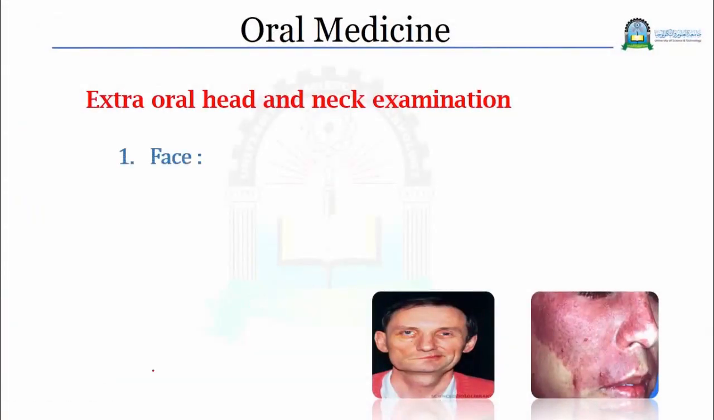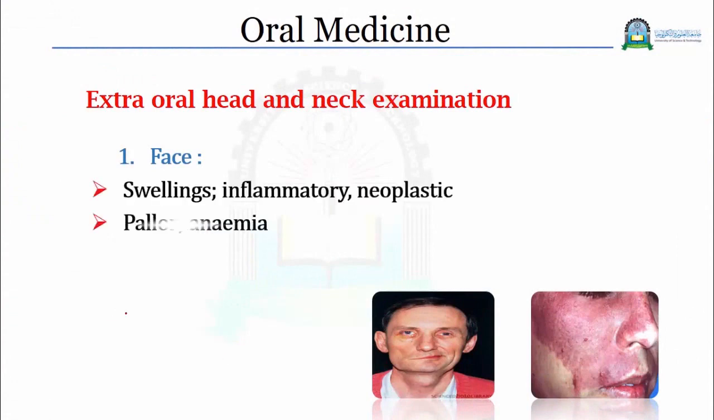Extraoral head and neck examination. After we finish the general examination of the patient, we will move to the extraoral head and neck examination, starting with the face. How does the face of the patient look? If there is any swelling, it might indicate an inflammatory or neoplastic lesion.